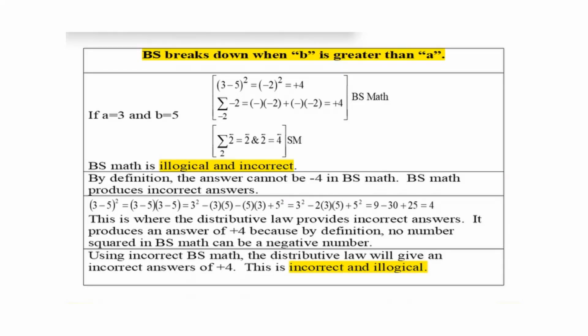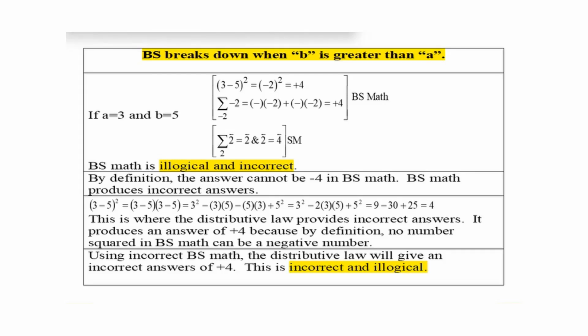So if A is 3 and B is 5, 3 minus 5 squared is minus 2 squared, which is plus 4. So BS math always gives a positive answer. The answer should be 2 and 2, which is an arrow pointing in the direction of the 4. Symmetry math is logical, BS math is illogical and incorrect. Because by definition, the correct answer cannot be minus 4 in BS math. BS math produces incorrect answers.